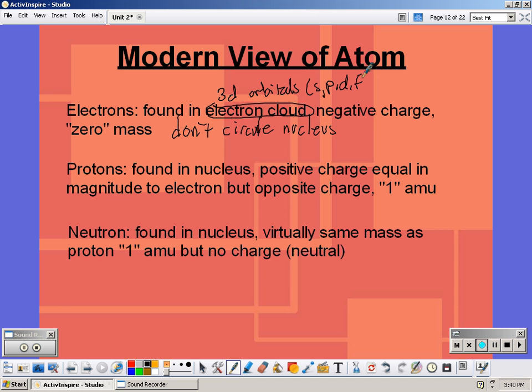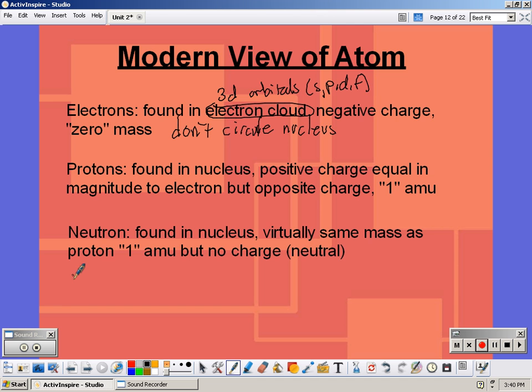Protons are found in the nucleus. They're positively charged. They have an equal charge but opposite charge to the electron, so that one electron and one proton cancel each other's charges. It has a mass of 1 AMU though, where the electron we say is 0. The neutron is found in the nucleus. It has the same mass as the proton, 1, but it doesn't have a charge, so it's neutral.